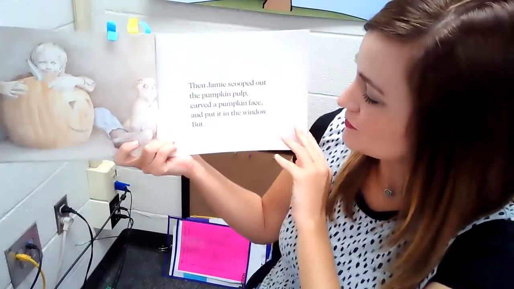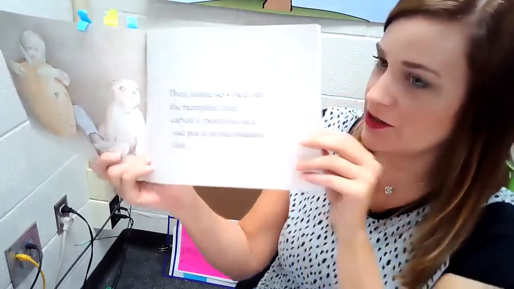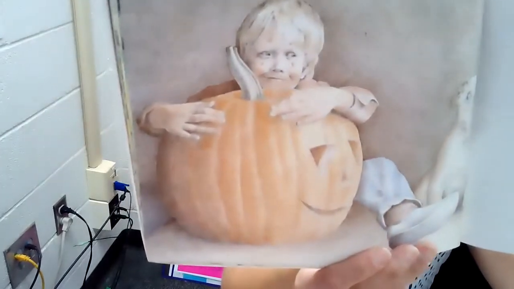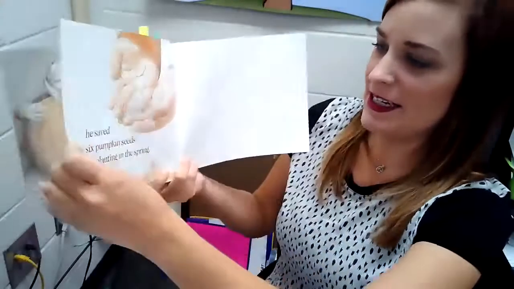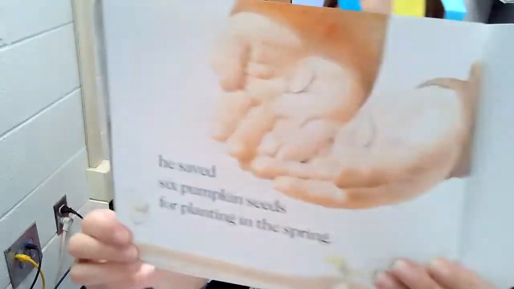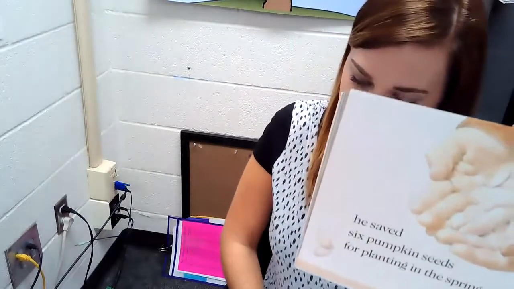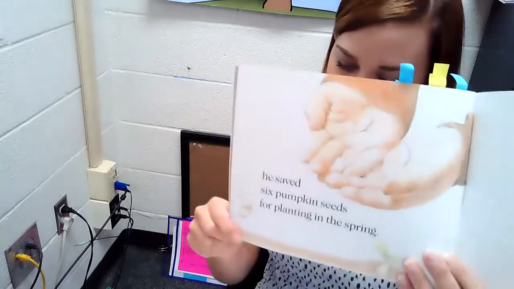Then Jamie scooped out the pumpkin pulp, carved a pumpkin face, and put it in the window. But he saved 6 pumpkin seeds for planting in the spring. If you had a pumpkin like Jamie's, how many seeds would you save to plant in the spring? And why would you save that many?